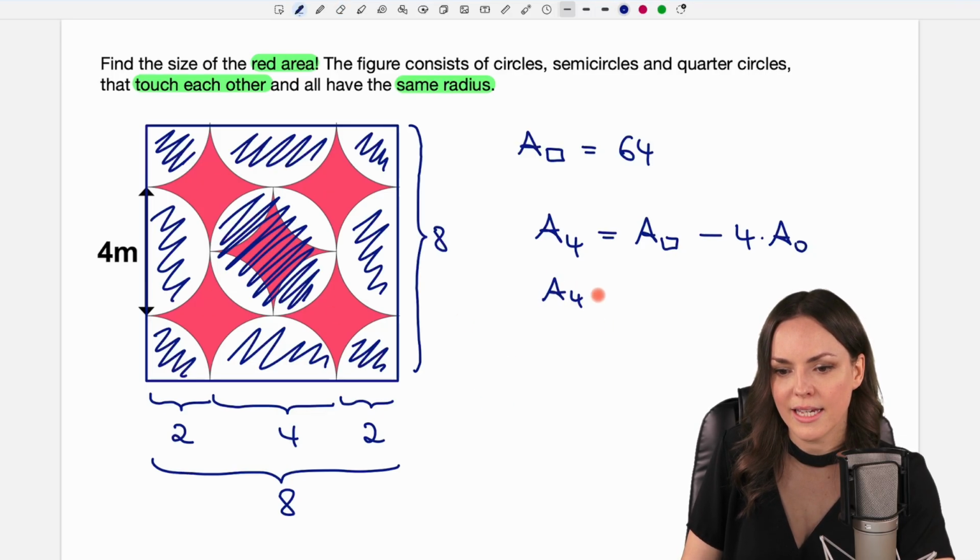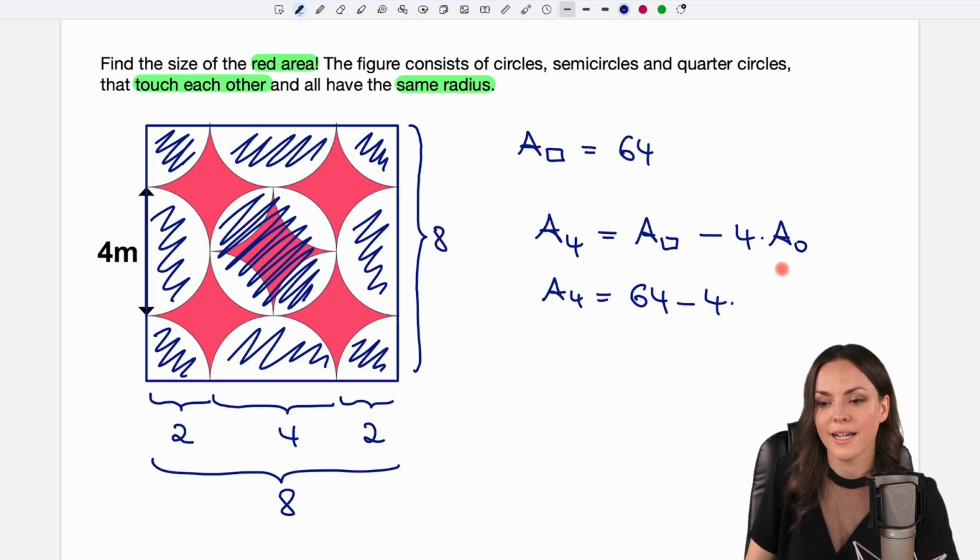What is it then? The area of the square is given by 64. We subtract 4 times the area of a circle. The formula for this is pi times the radius squared. What is the radius of one of my circles? The diameter was given by 4, so the radius is given by 2. I insert it here and get a result for my 4 stars.